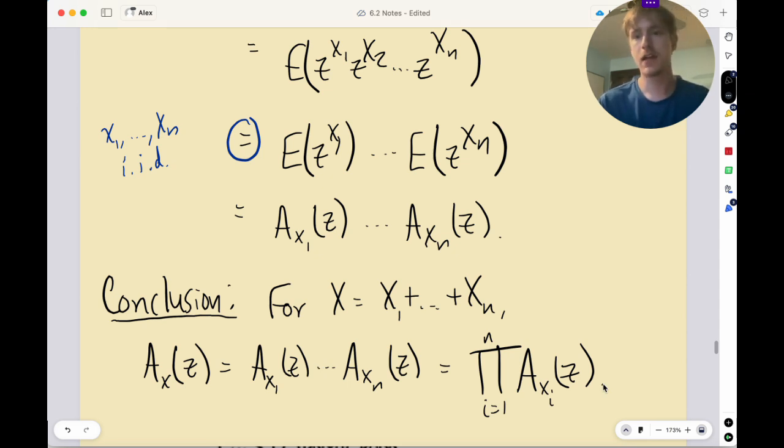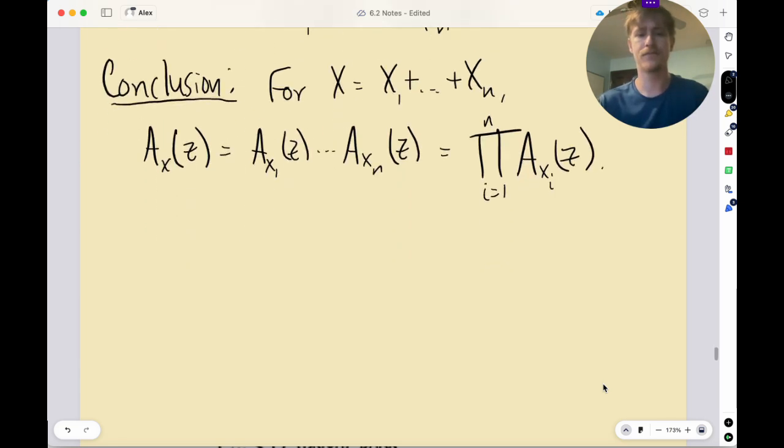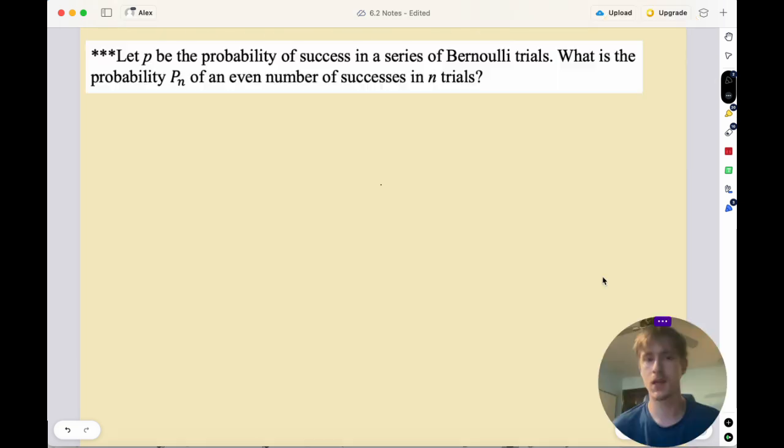Okay. Now, the last thing that I want to talk about with generating functions is one more small application, and it's one that we've seen before in a problem that I assigned to you. So let's take a look at that. Okay, so here's the problem. It says, let p be the probability of success in a series of Bernoulli trials. What is the probability capital P sub n of an even number of successes in n trials?